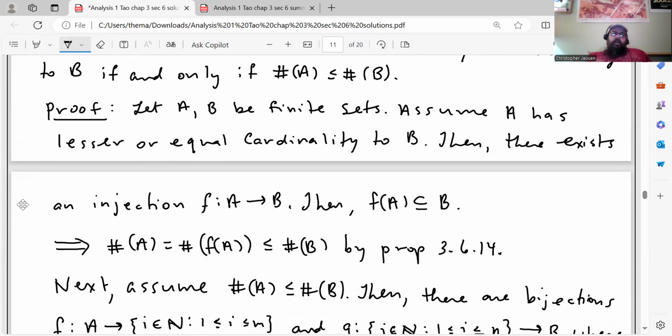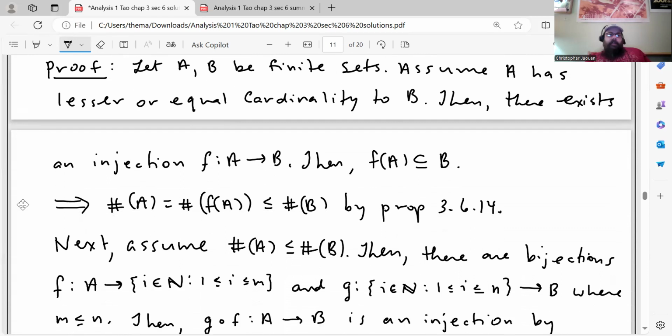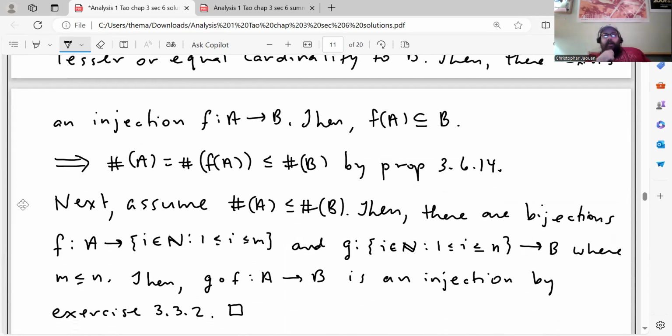Right, here's the proof. Let A, B be finite sets. Assume A has lesser or equal cardinality to B. Then there exists an injection f from A to B. Then f(A), the forward image of A under f, is a subset of B, which implies that the cardinality of A equals the cardinality of the forward image of A under f, which is less than or equal to the cardinality of B by proposition 3.6.14.